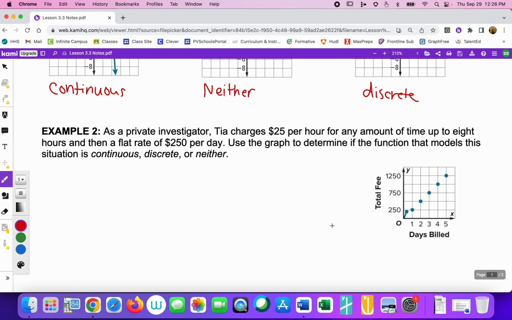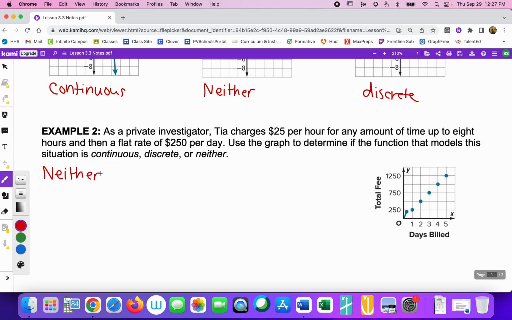Okay. So as a private investigator, TIA charges $25 per hour for any amount of time up to 8 hours, and then a flat rate of $250 per day. Use the graph to determine if the function that models the situation is continuous, discrete, or neither. Based on the picture of the graph, what is it? Neither. Why? Because one connects to the rest of it. Okay, there's one connection. Now, why is it connected in the word problem? What tells you?